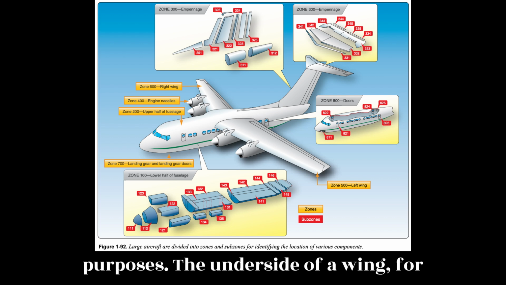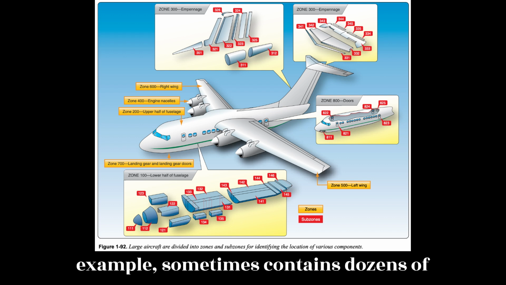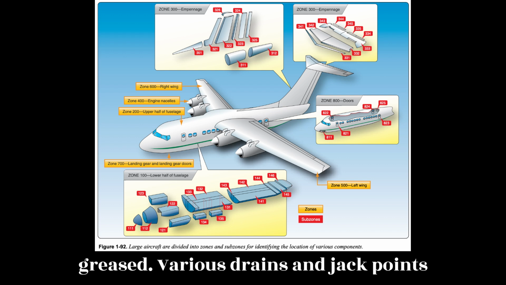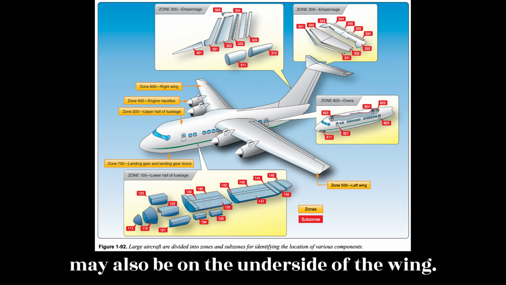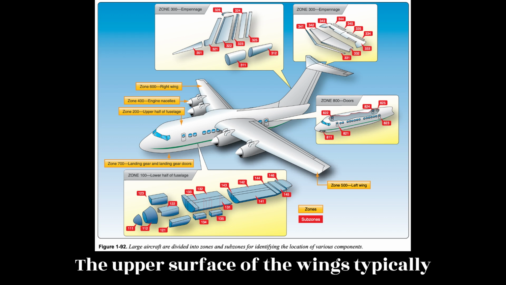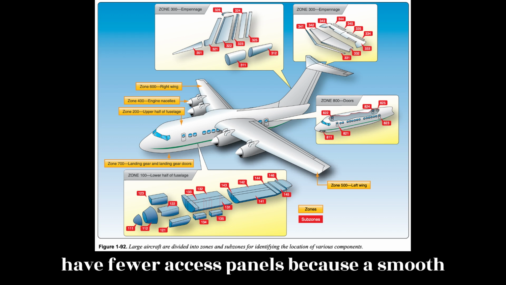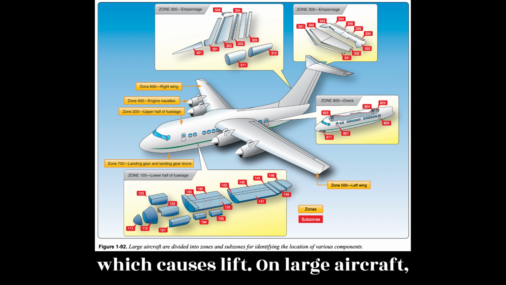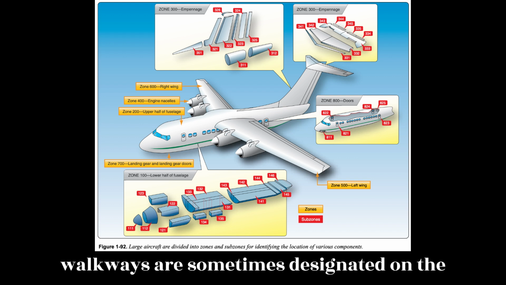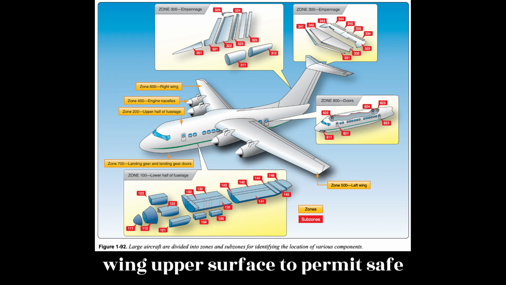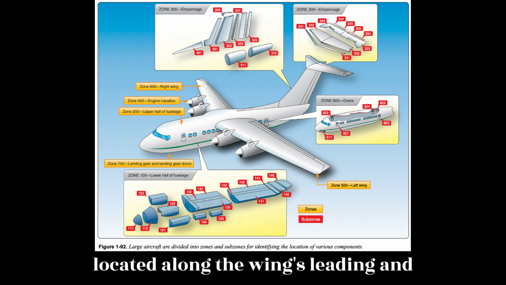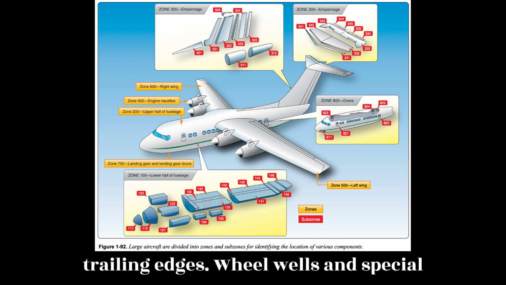The underside of a wing, for example, sometimes contains dozens of small panels through which control cable components can be monitored and fittings greased. Various drains and jack points may also be on the underside of the wing. The upper surface of the wings typically have fewer access panels because a smooth surface promotes better laminar airflow, which causes lift. On large aircraft, walkways are sometimes designated on the wing upper surface to permit safe navigation by mechanics and inspectors to critical structures and components located along the wing's leading and trailing edges.